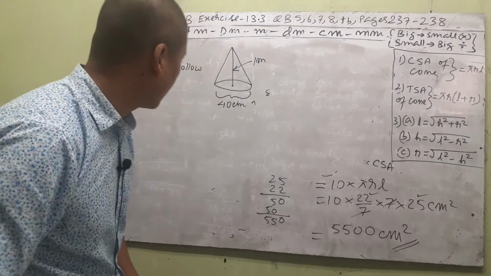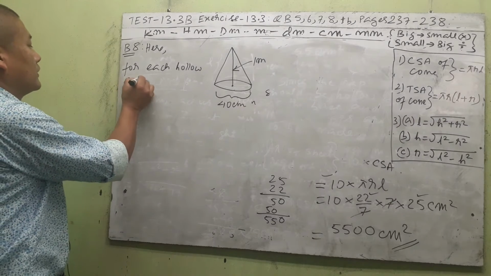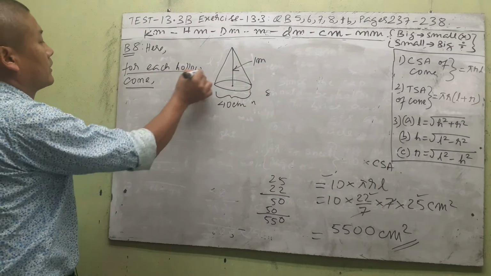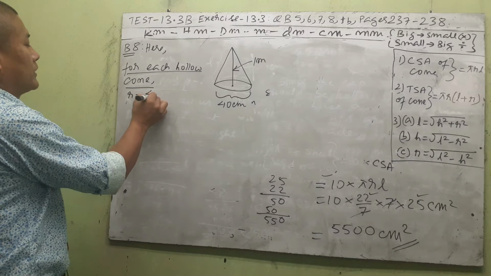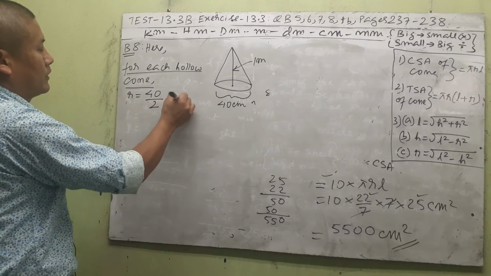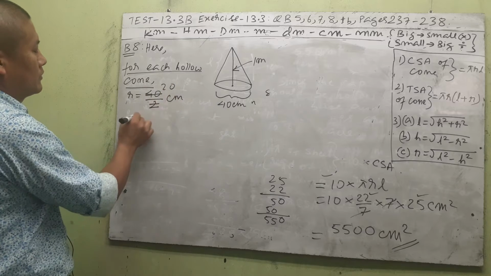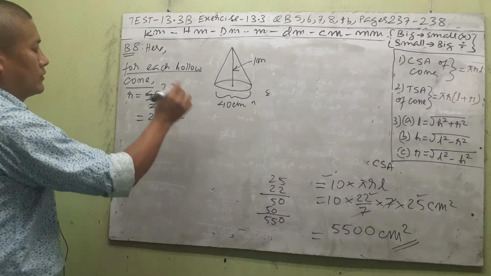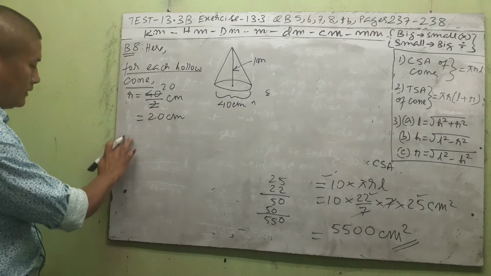So each hollow cone that is going to be used for barricading the rod, r will be 40 divided by 2, diameter divided by 2 centimeters, so 20. So the radius of each hollow cone is 20 centimeters.